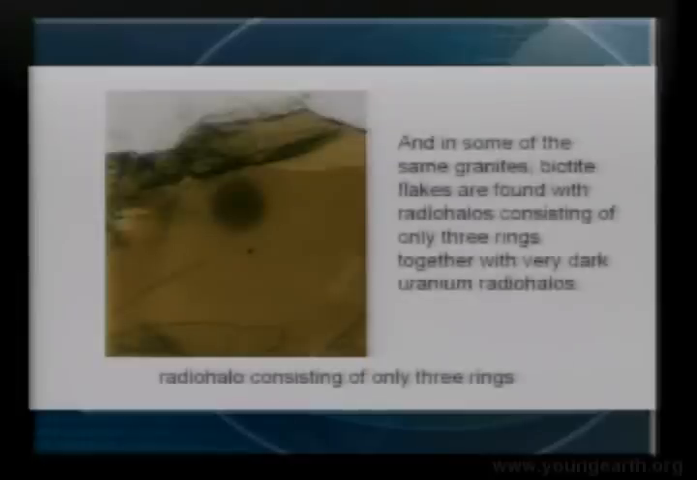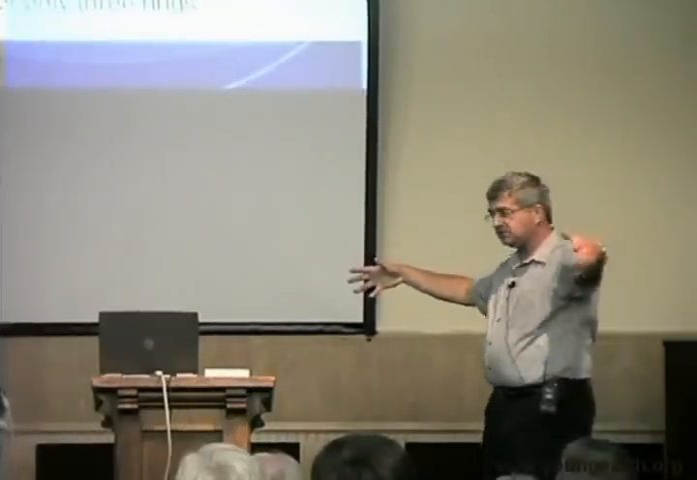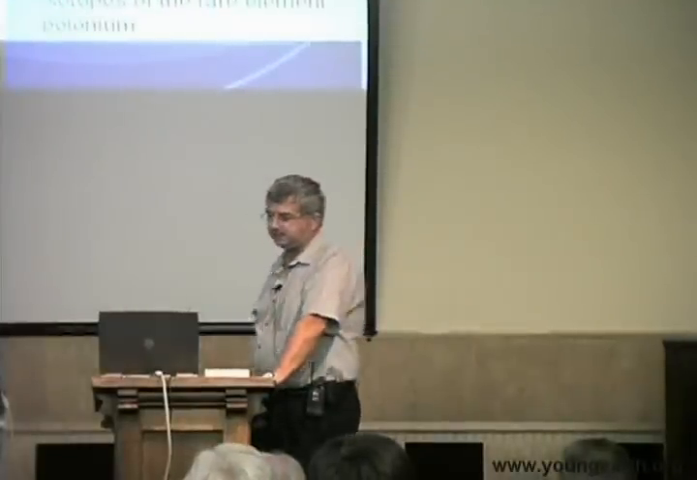We also find radiohalos that consist of only 3 rings. And there are 3 rings there. It doesn't show up well on the screen. But in the blurred area of that central dark area, there are actually 2 rings close together, and there is an outer ring. Now, because we can measure the radii, or the diameter of those rings, we can actually work out what elements were responsible.